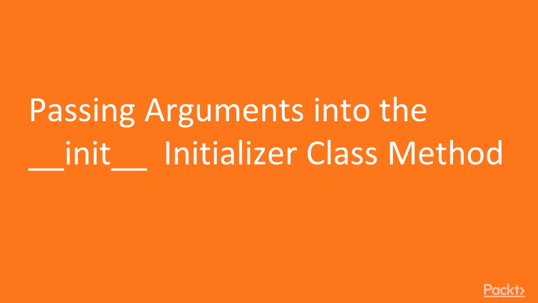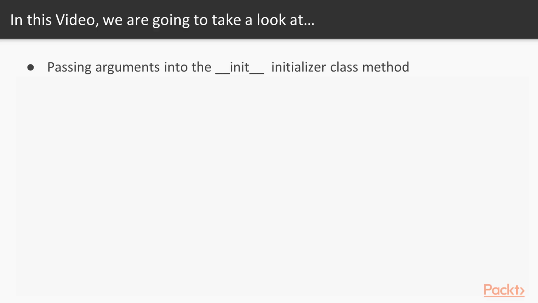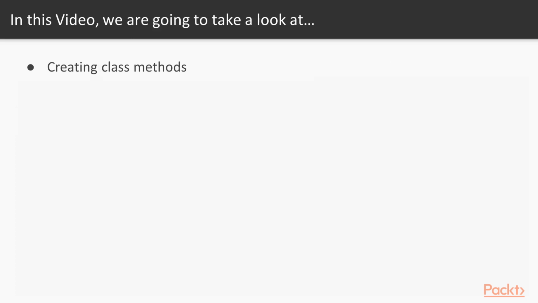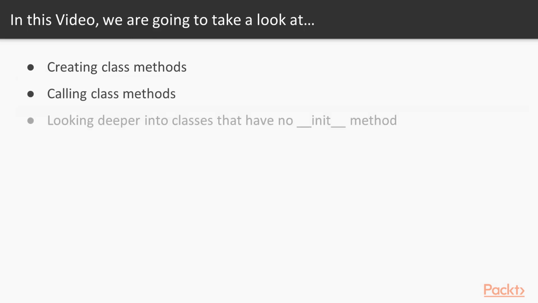So in this video, we'll be passing arguments into the __init__ initializer class method. We'll be first looking at the most simple way to create class instances. We'll be creating classes with and without an initializer. We'll be creating class methods and calling those class methods. And then we'll be looking deeper into classes that do not have an __init__ method.